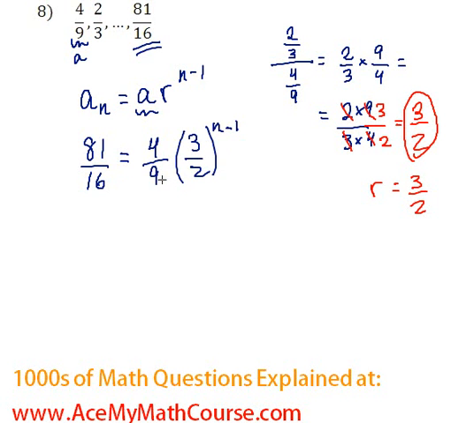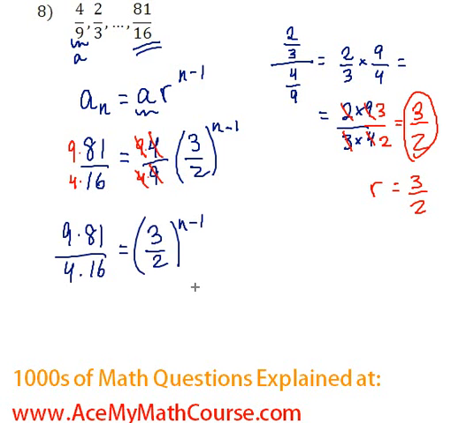So what I'm going to do, first step will be to multiply both sides of the equation by 9 over 4. That way, we're going to be getting rid of this fraction right here. 9 over 9, 1, 4 over 4, 1. Fantastic. So here we have 9 times 81, all over 4 times 16. And that's equal to 3 over 2 to the power of n minus 1. Of course, I could solve this with logs, but I won't.